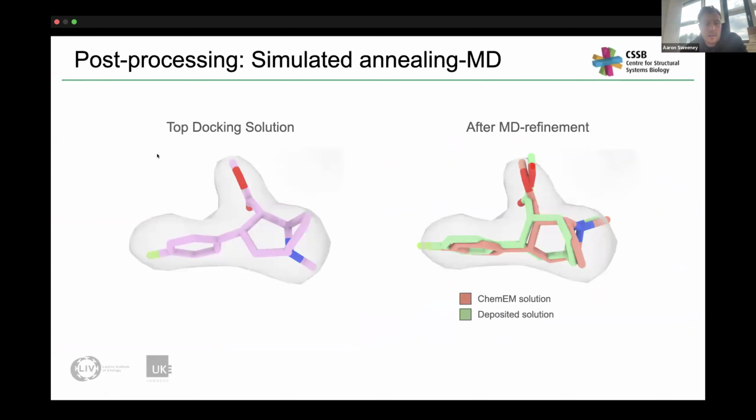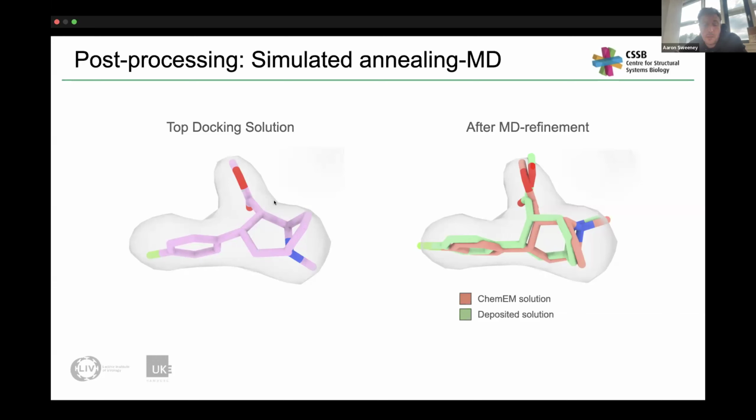Doing this kind of highlighted the importance of the short MD step. The top docking solution is shown here. It kind of looks like a reasonable fit, except for this ring system, which is in completely the wrong configuration. This was picked during the docking phase by RDKit, and this conformation won't change during docking because there are no rotatable bonds.